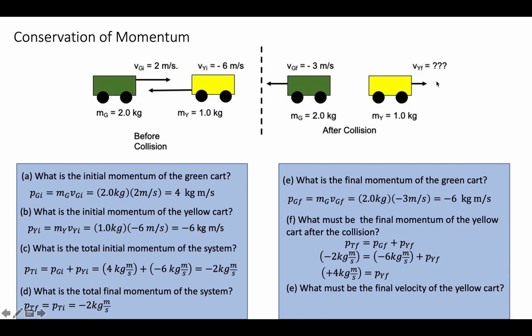So I know that this yellow cart here has a momentum of 4 kilograms meters per second. I also know that momentum is mass times velocity. So if I want to determine the final velocity of the yellow cart, if I know the momentum is 4, I know that the momentum has to be the mass of the cart, which is 1, times the final velocity, which we don't know. And so if 4 is equal to 1 times the final velocity, if I divide both sides by 1, I would get that the final velocity of the yellow cart would be 4 meters per second.